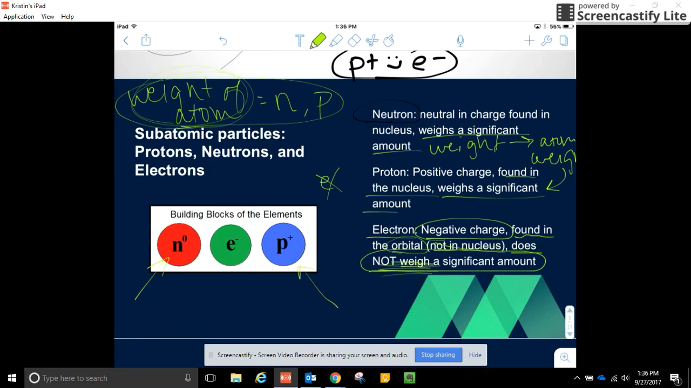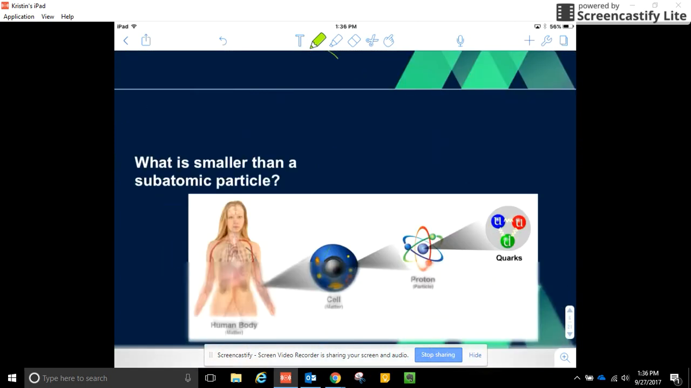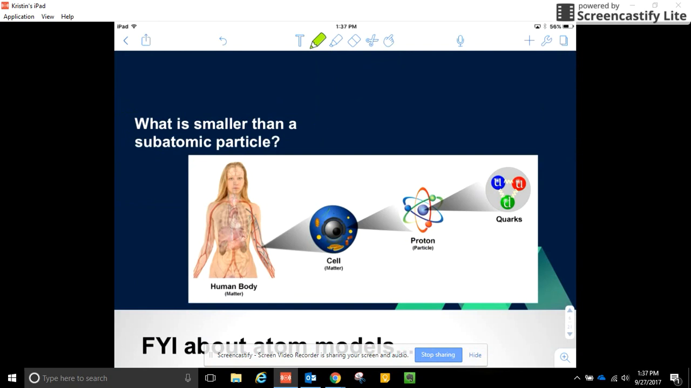Okay, so within our atom, we have these subatomic particles, and again, the proton and the neutron are going to be in the nucleus, and the electrons are going to be flying around. The neutrons and the protons weigh enough that we consider them when trying to figure out how much an atom weighs. The electrons don't weigh much of anything. So when we look at subatomic particles, and this is always a really popular question that comes up, students often ask, okay, well, if atoms are made up of protons, neutrons, and electrons, what makes up a proton? Well, the answer to that is a quark.